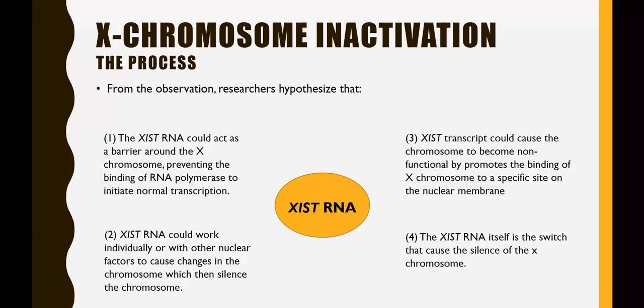Second, this RNA could work individually or with other nuclear factors to cause changes in the chromosome, which then silence the chromosome. Third, this transcript could cause the chromosome to become non-functional by promoting the binding of the X chromosome to a specific site on the nuclear membrane. And lastly, the XIST RNA itself is the switch that causes the silencing of the X chromosome.